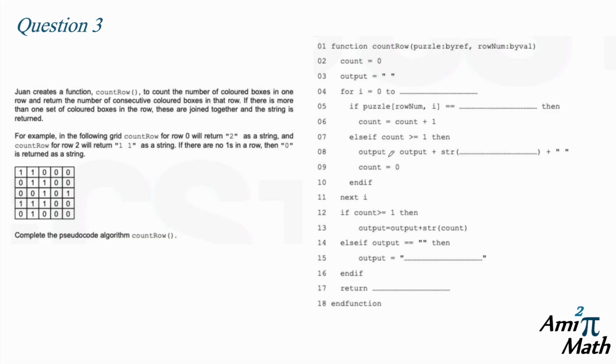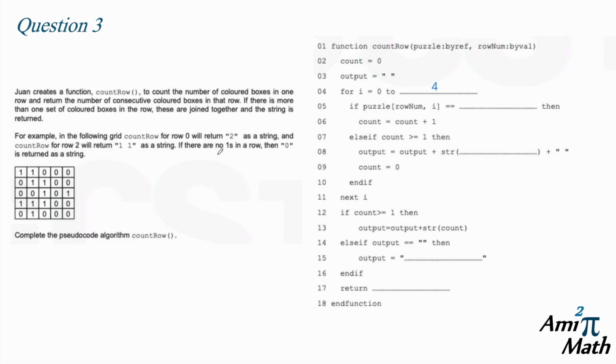So this would obviously start for I equals 0, and we have this here, which is 0, this is 1, this is 2, this is 3, and this is 4. So we'd say for I equals 0 to 4. If puzzle row num I equals, then count equals count plus 1.